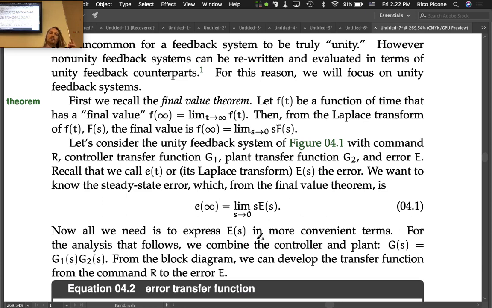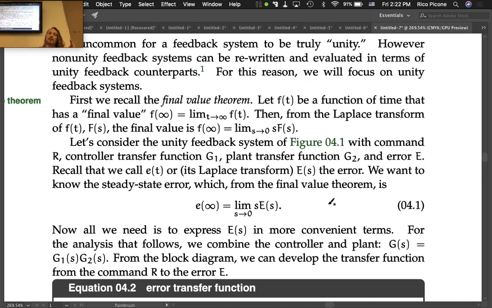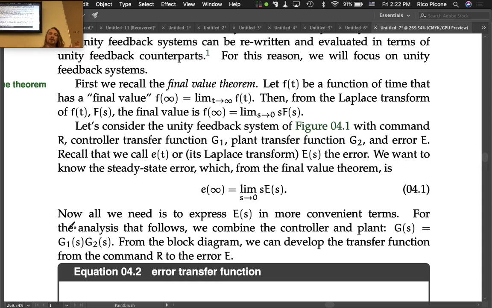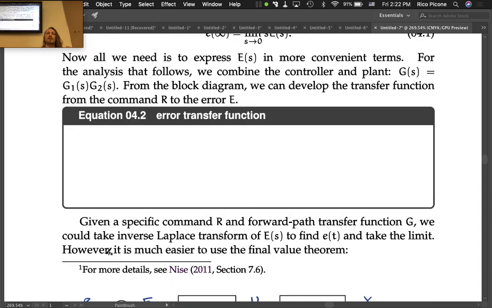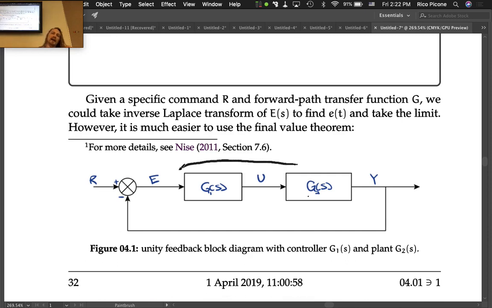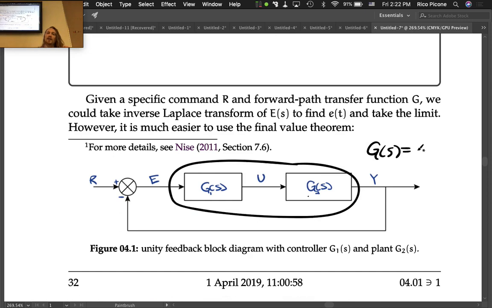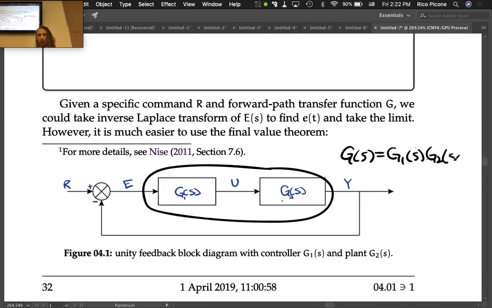Now, all we need is to express E of S in more convenient terms. For the analysis that follows, we combine the controller and plant into one transfer function, G equals G1 times G2. So you can just take these two blocks, they just cascade, right? So you can take two cascading blocks and combine them to be G of S equals G1 of S, G2 of S. Yeah, so that's what we're going to do. We could carry the G1 and G2 around, but they are always lumped together, so we'll just put them in one.